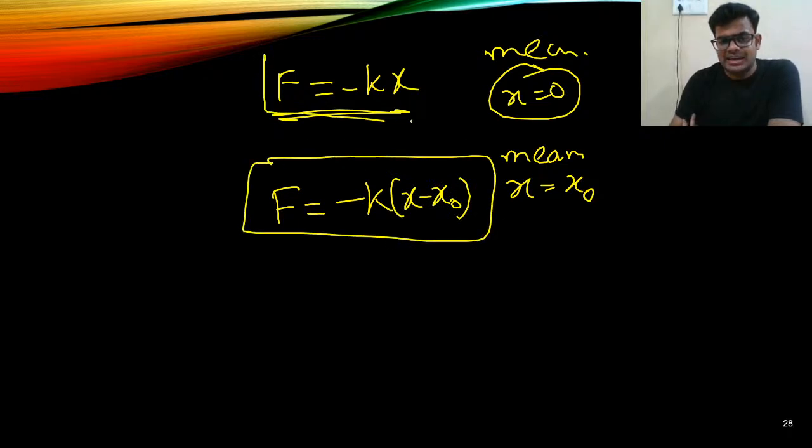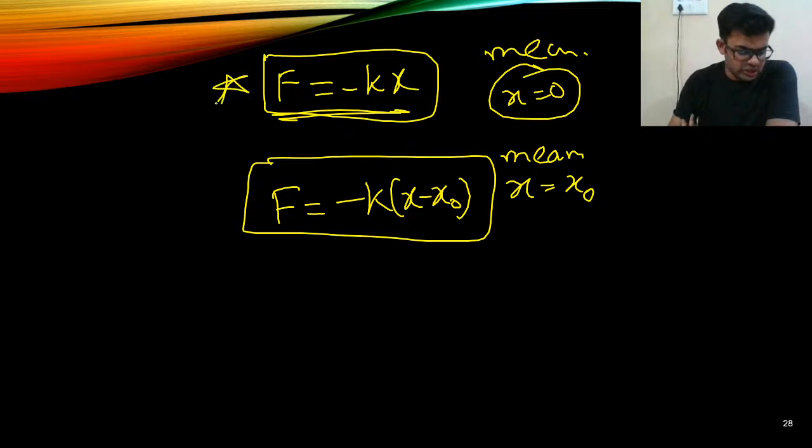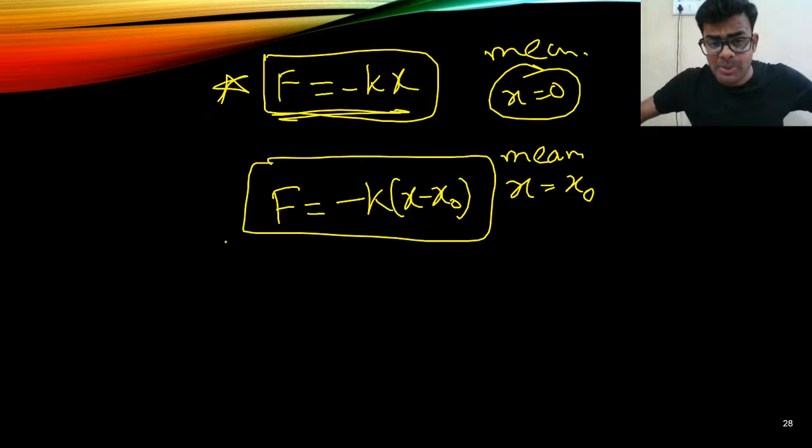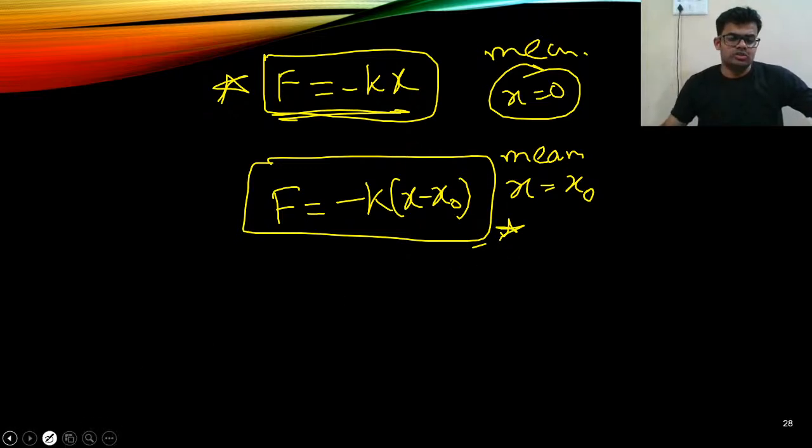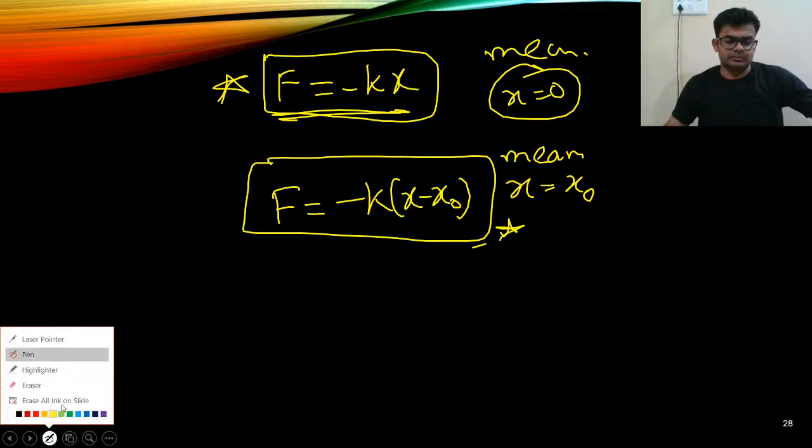My dear friends, I gave you two relations. You need to remember these two relations at any cost. I am saying my lectures will be more than perfect. Are you getting it? It is more than perfect, more than enough. So mind it. F will be equal to −k(x − x₀). This is the thing you need to remember. That's all. So now let us solve the question.